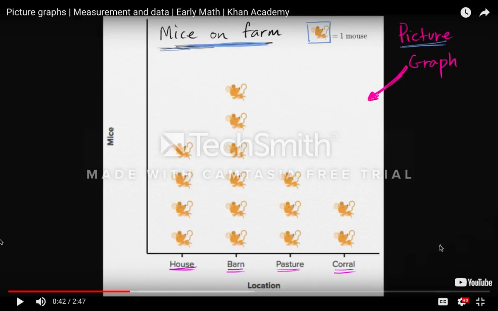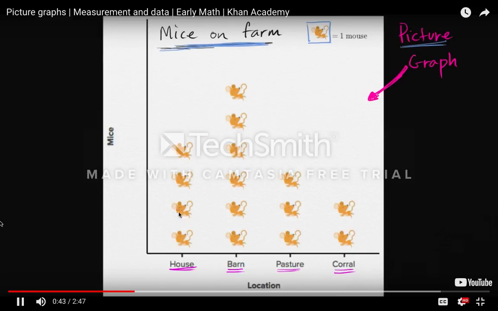Okay guys, so let's pay attention and look. We see that he put the location and he has mice going up along the side, and he also remembered to title it Mice on the Farm, and most importantly he had his key, which he emphasized in the beginning, with the 1 mouse equaling 1 mouse. Okay, so let's keep paying attention and watch the rest of this video.